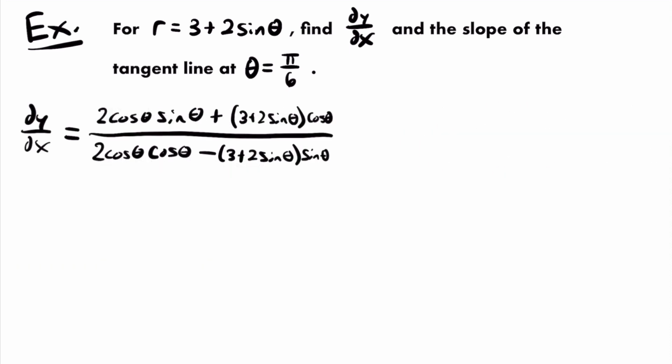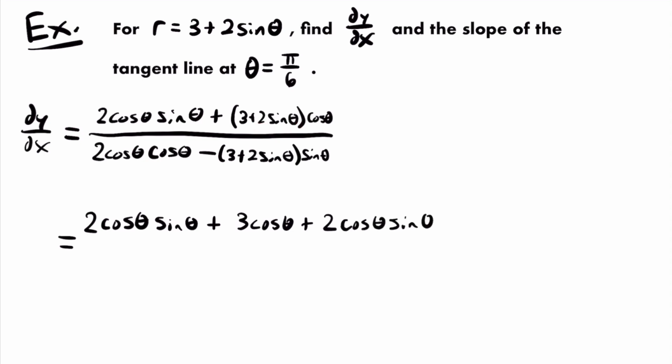The first thing that we should do to simplify is distribute cosine through this quantity and sine through this quantity, as well as multiply cosine by itself to get cosine squared theta, which is what we have right here. So if we do all that, dy dx will be equal to 2 times cosine theta times sine theta plus cosine times 3. So we'll have 3 cosine theta plus cosine theta times 2 sine theta, so we'll have 2 cosine theta sine theta.